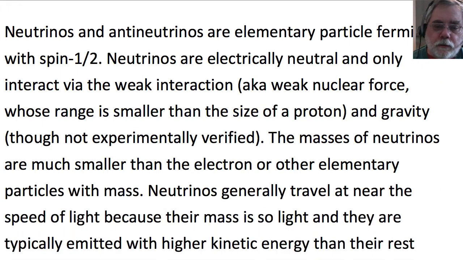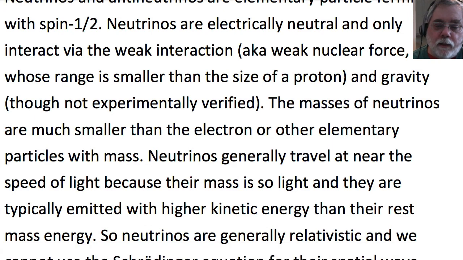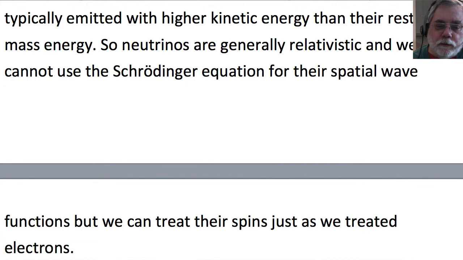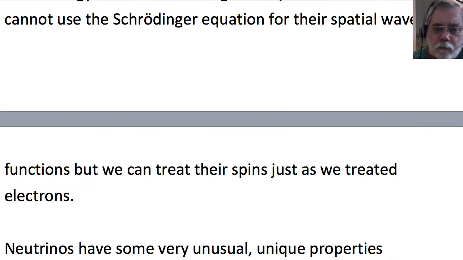The masses of neutrinos are much smaller than the electron or other elementary particles with mass. It's like 1,000,000 times smaller than an electron. Neutrinos generally travel at near the speed of light because their mass is so light, and they're typically emitted with higher kinetic energy than their rest mass energy. So neutrinos are generally relativistic, and we can't use the Schrödinger equation for their spatial wave functions. But we can treat their spins just as we treated electrons.